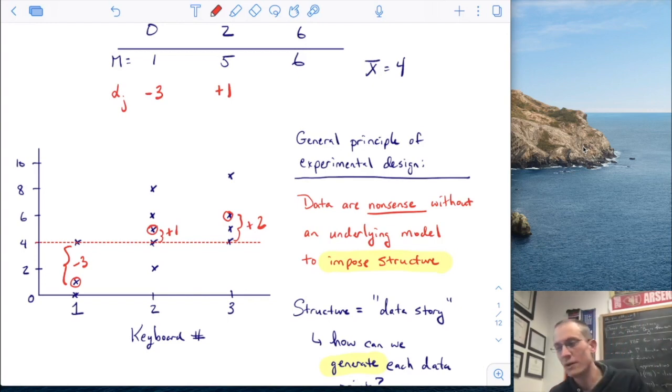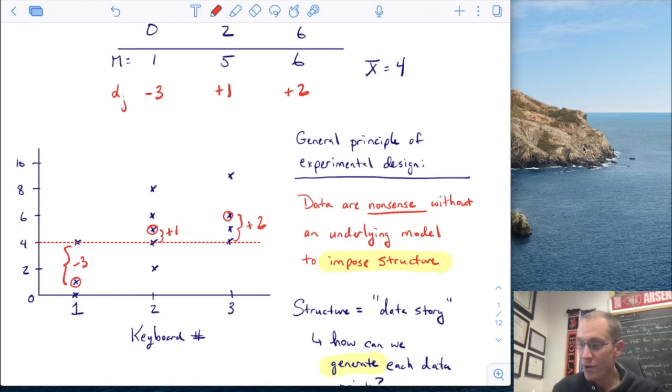And then for keyboard 2, I start with a grand mean of 4, and then I add 1. That's the treatment effect. And that gives me an estimated number of errors of 5 for that keyboard. And then finally, for keyboard number 3, I start with a grand mean of 4, and I add 2, right? That's the treatment effect, to get an estimated number of errors of 6 for keyboard 3.